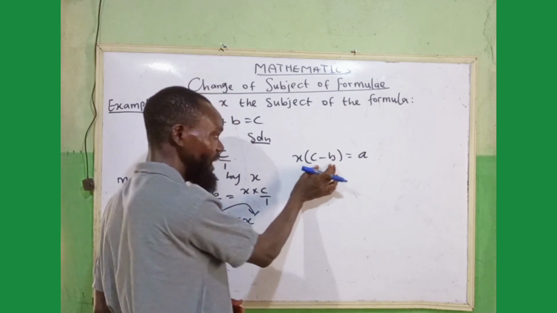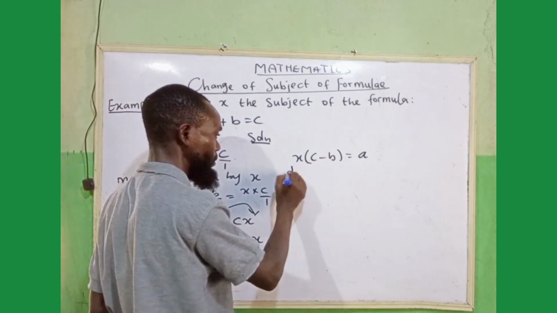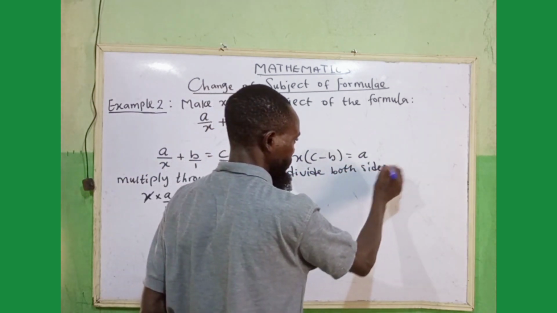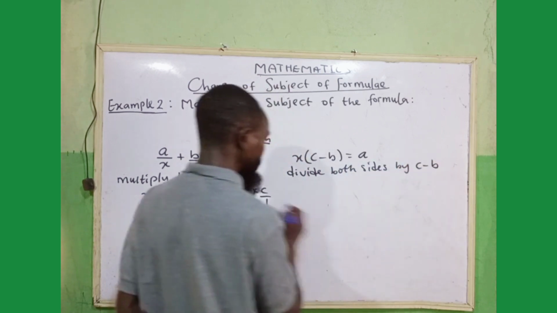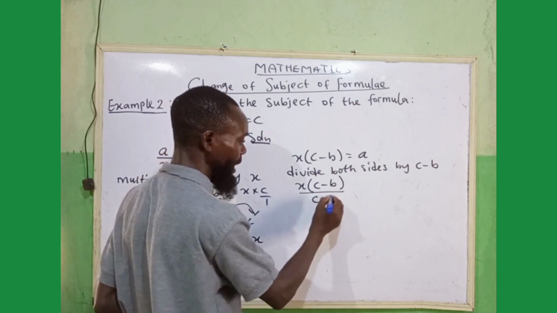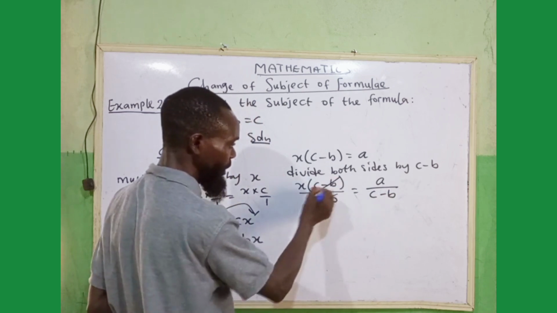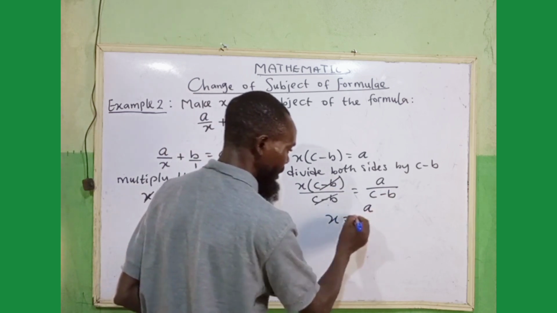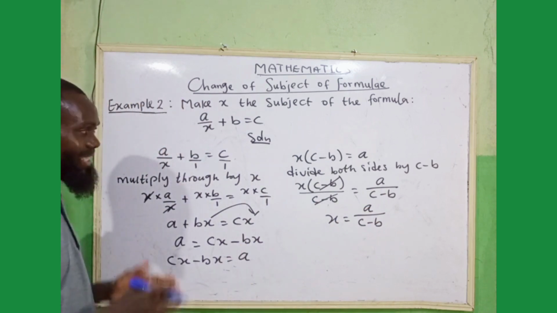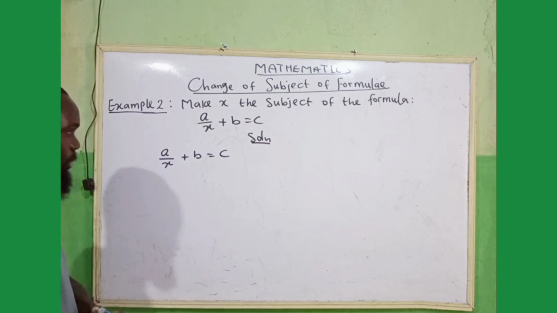Since c minus b is joined with x by multiplication and the inverse is division. So we have x open bracket c minus b close divided by c minus b is equal to a divided by c minus b. This cancels this, x equals a divided by c minus b. So this is how to make x the subject of the formula.